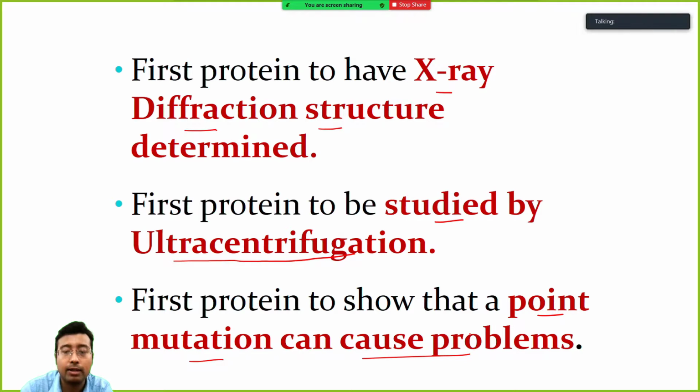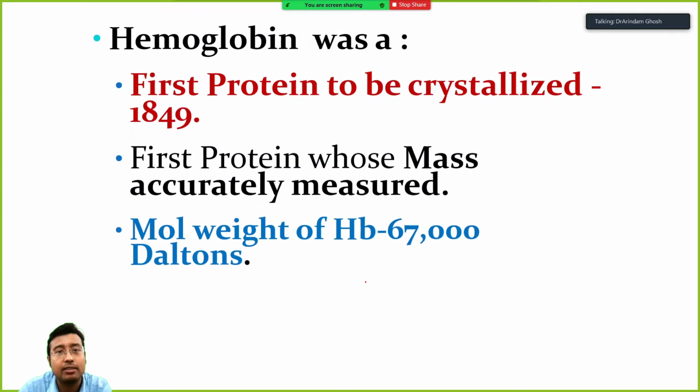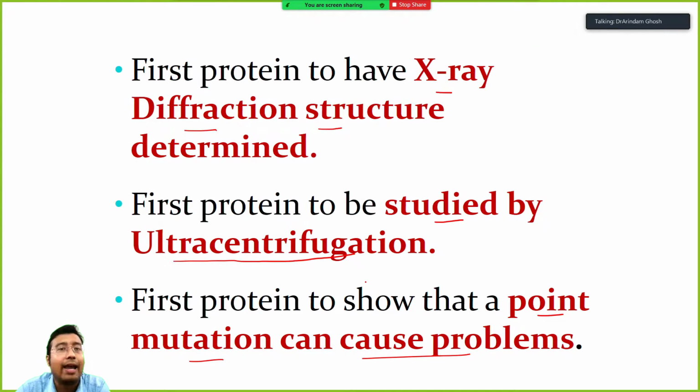Okay. So, remember again, this was the first protein to be crystallized. After crystallization the mass was measured accurately and came to be 67,000 dalton. X-ray diffraction study was done. It was first studied by ultracentrifugation, and the first protein that showed that mutation, point mutation, very important, not any other mutation, point mutation can cause problems, especially in relation to sickle cell anemia.